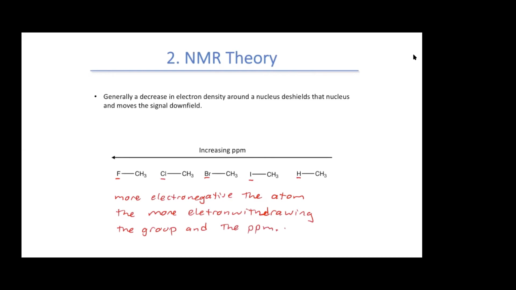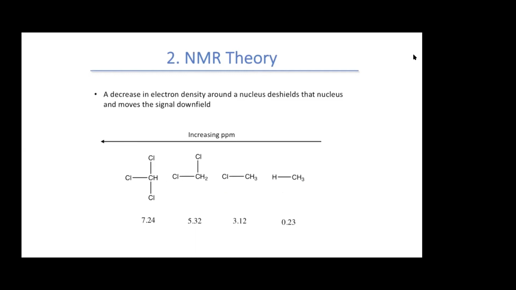So now that we've kind of seen that idea a little bit, let's look at what happens when we add more electron withdrawing groups on the same atom. So here we're comparing our methyl group still, our carbon, and we're adding an increasing number of chlorines to it. At first we start with 0 chlorines. A methyl group will typically show up around 0.23 ppm. And then adding 1 chlorine to it, we see the ppm shift up to 3.12.